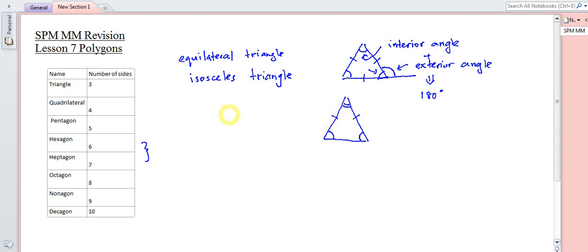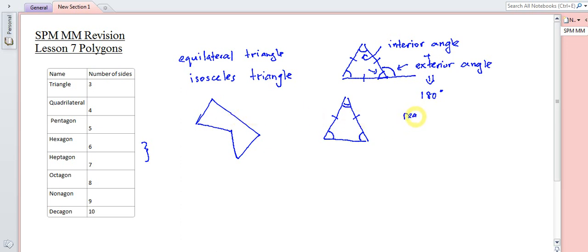Okay, so next thing is regular polygon. Pentagon means 5 sides. It can be like this: 1, 2, 3, 4, 5. Okay, so now you have 5 sides, right? 1, 2, 3, 4, 5. But you will notice that all the sides here don't have the same length. So this is a pentagon, but not a regular pentagon.